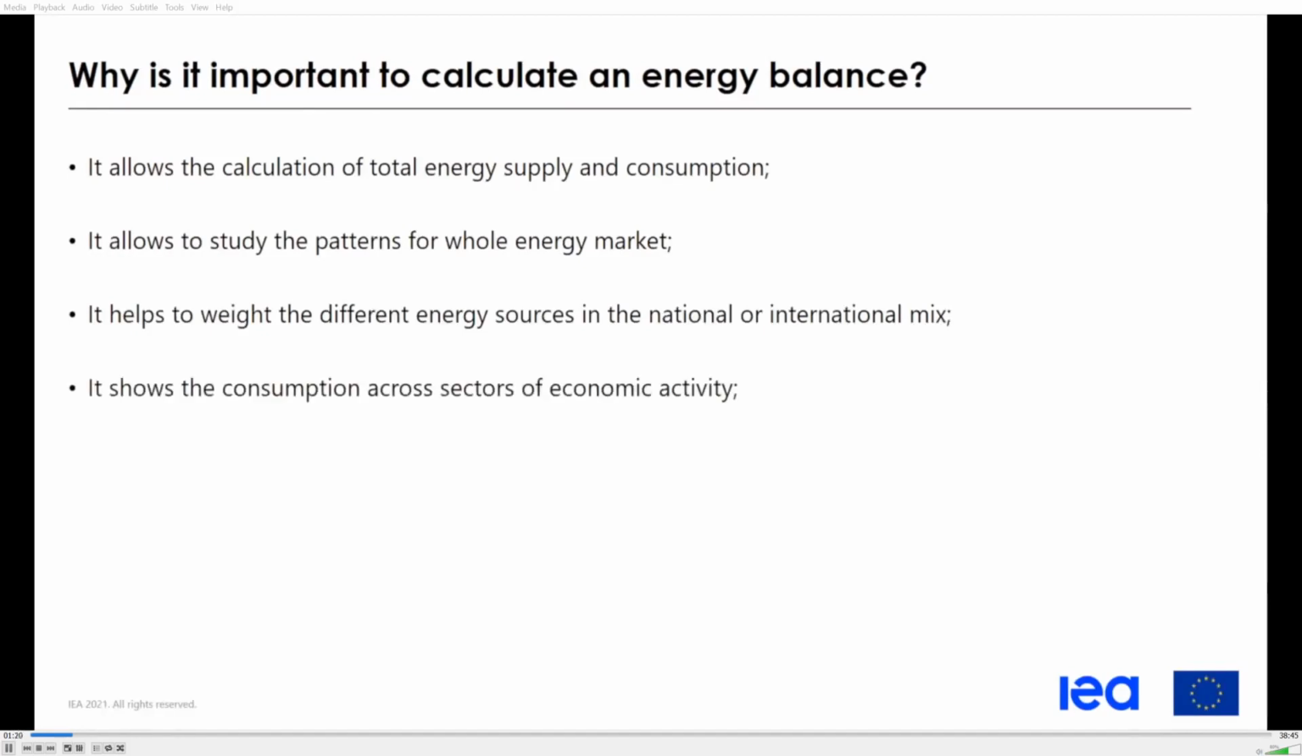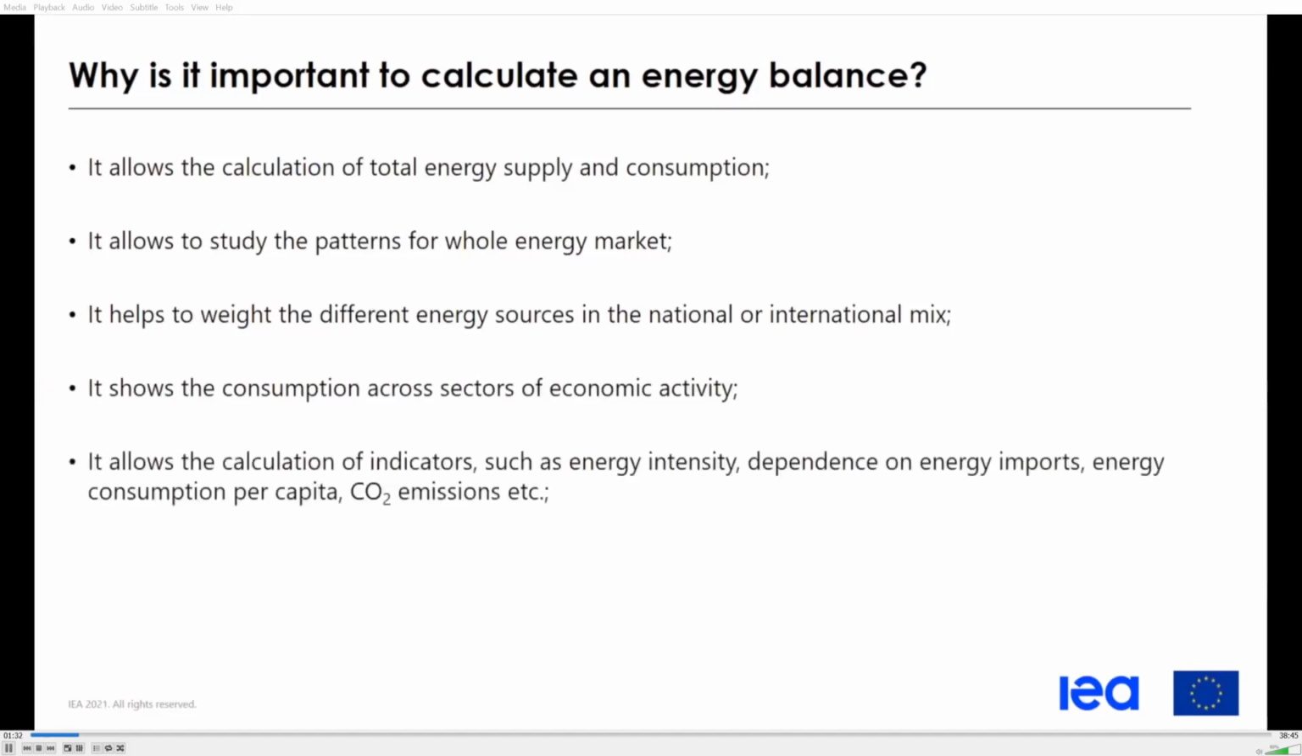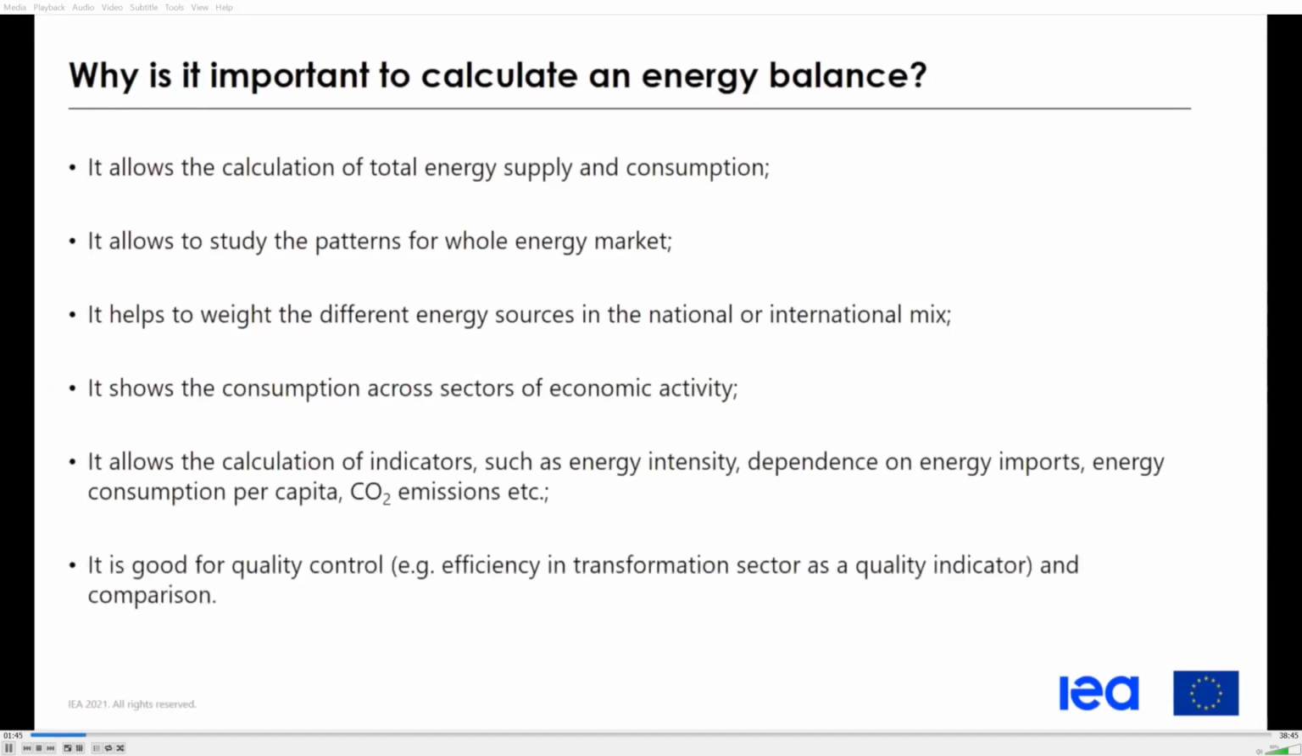With an energy balance, you can develop various aggregated indicators, such as consumption per capita or per unit of GDP, and estimate CO2 emissions from fuel combustion. A country can determine its dependence on energy imports or exports. With an energy balance, it is possible to analyze energy efficiency.